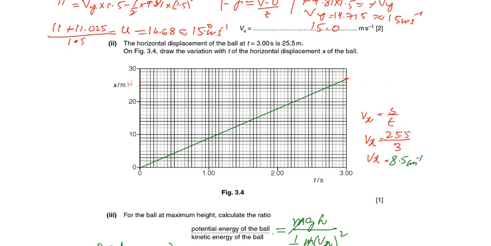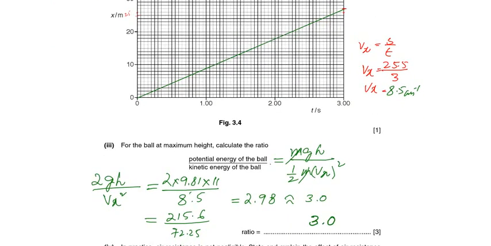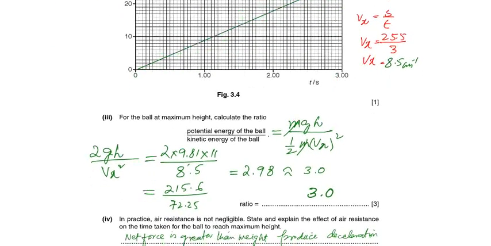Now, for the ball at the maximum height, calculate the ratio of potential energy of the ball to kinetic energy of the ball. You know, the potential energy is mgh, and for the kinetic energy only the horizontal component will act because the vertical component of the velocity at maximum height is zero, right? So mgh over half mv squared, which is gh over half Vx squared, because Vy at the maximum height is zero. So 9.81 into 11 over half of 8.5 squared is equal to 2.98, which is approximately 3.